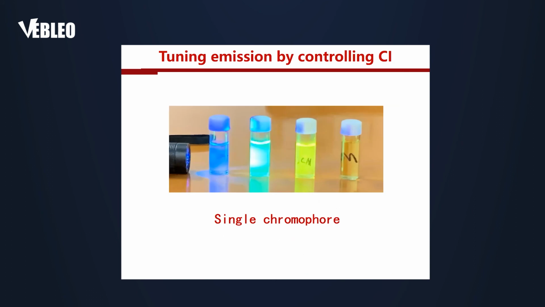And also because of this mechanism, we were able to tune not only the emission efficiency, but also the emission wavelength for a molecule by an amplitude of more than 200, very close to 300 nanometers, by tuning this molecule to either cross or not cross a CI.